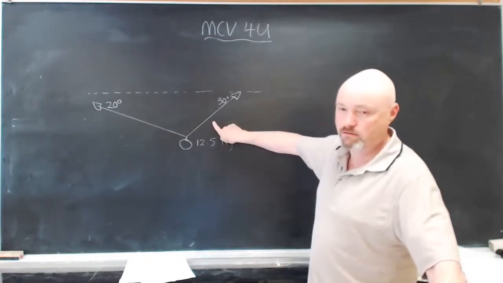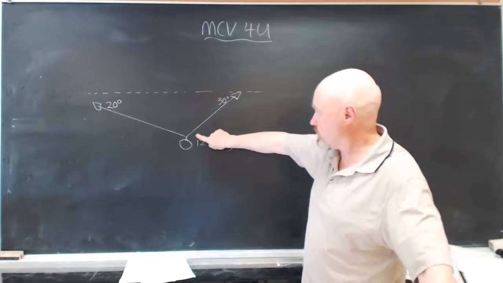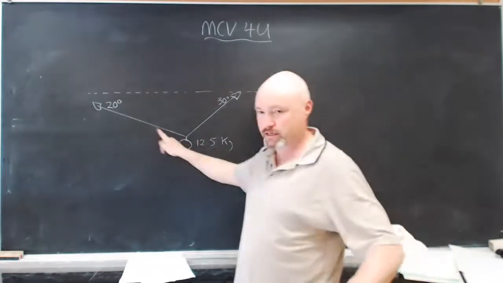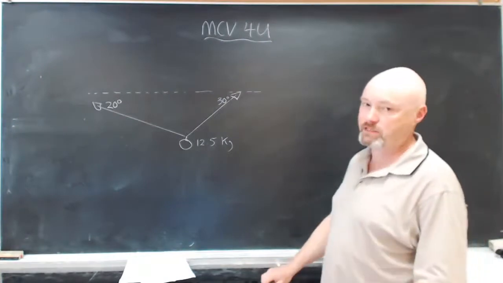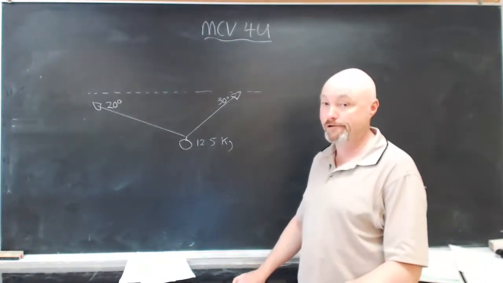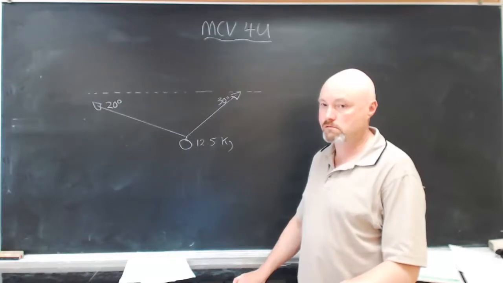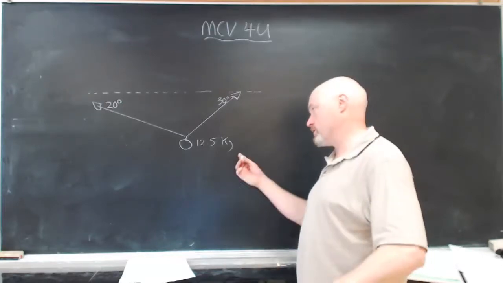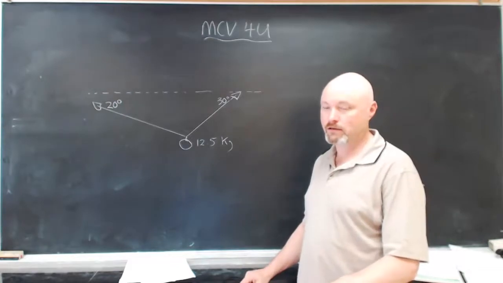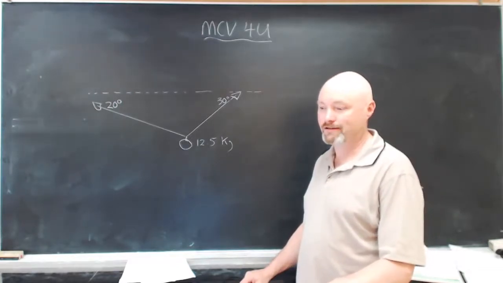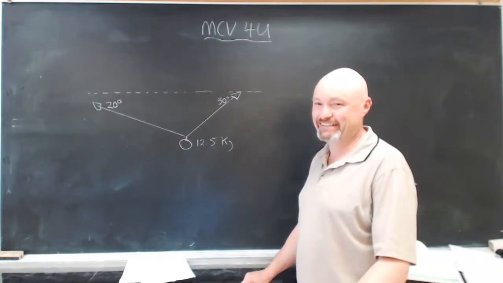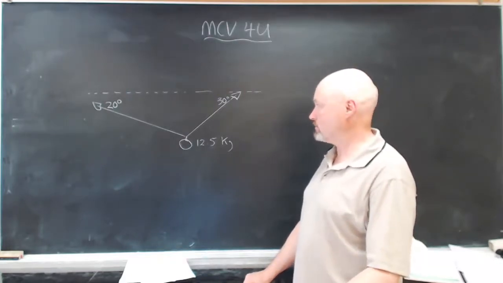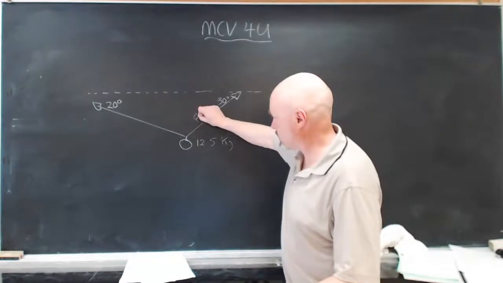So this string is providing a force of tension in that direction. The string is providing a force of tension in that direction. And what is the missing vector? Is there a missing vector? Yeah, there is. There's something missing from here. Okay, all right. So there's a force of tension in this direction.